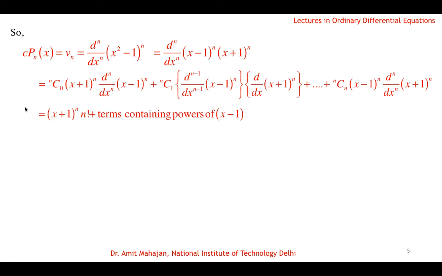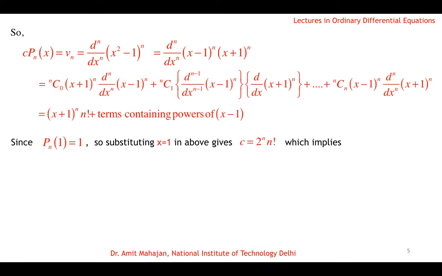So if I put x equal to 1 in this equation, then all these terms will be 0. 1 factorial is 1 and it will be 2^n, and it will be Pn(1), and we know that Pn(1) is 1. Okay, so when Pn(1) is 1, if we substitute x equal to 1 on both sides, then we can calculate that c times Pn(1), and Pn(1) is 1, so c must be equal to 2^n times n factorial, because these terms are 0.